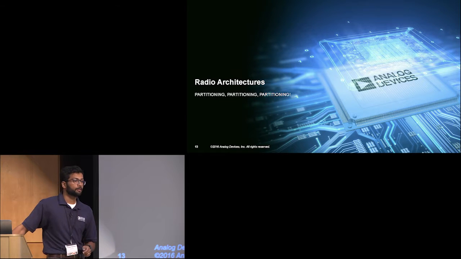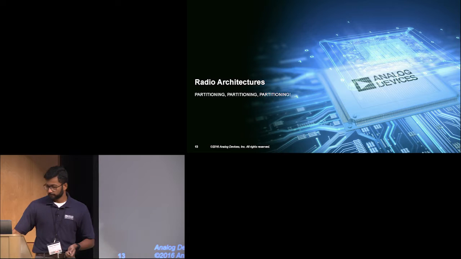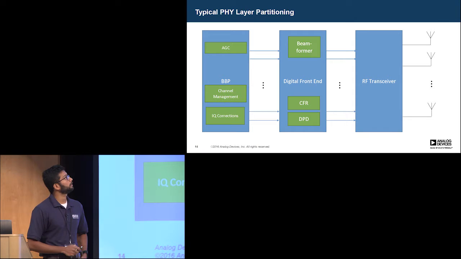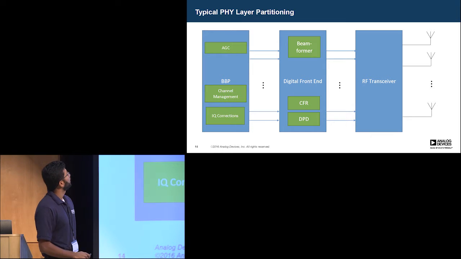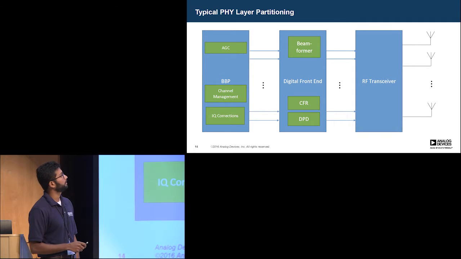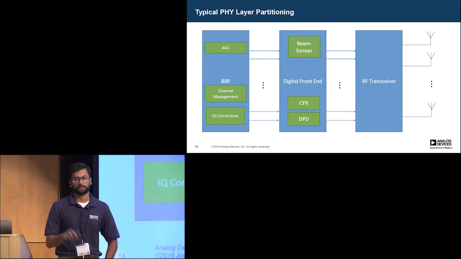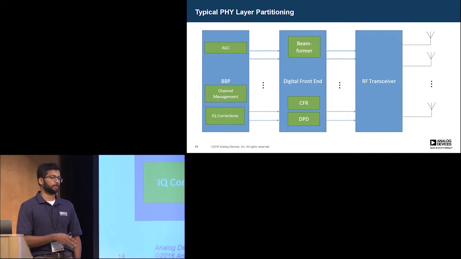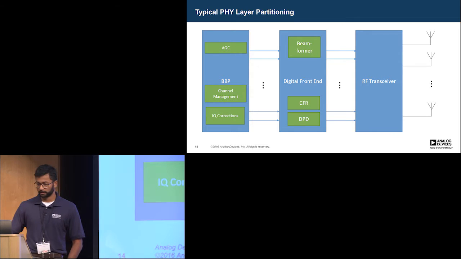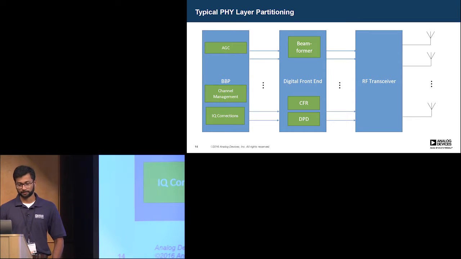So with that, some radio architectures, which is really all about partitioning, I would argue. This is a typical physical layer for a communications guy like me. You have the baseband processor that does a few of these functions. You have the digital front end that does the digital beamforming, crest factor reduction, digital pre-distortion, pushes that into the RF transceiver, and out goes the bits that you want in the form of RF. Now, there are certain cases where you can get away with this, but we'll get to a different argument in just a bit.